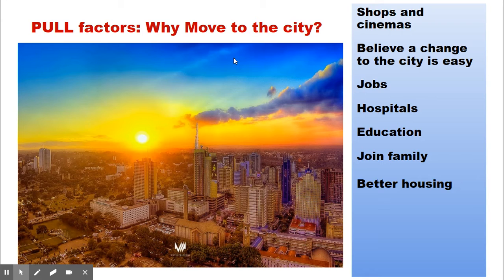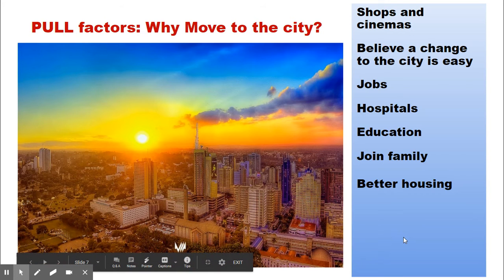Sometimes people just think that it's going to be much easier and life will be much nicer in the city. People move to the city for jobs, healthcare, things like hospitals and clinics, education, schools, universities, colleges. People move to the city to join family members who have already moved to the city. People move to the city because they think that the housing will be better. There's lots of reasons why people are pulled towards the city. These are just some of them.